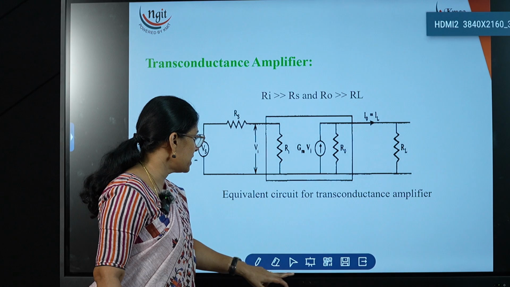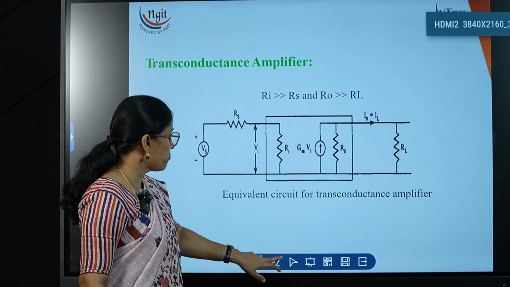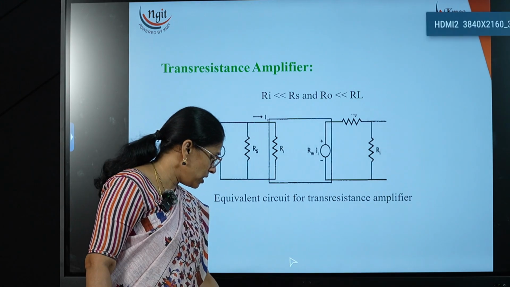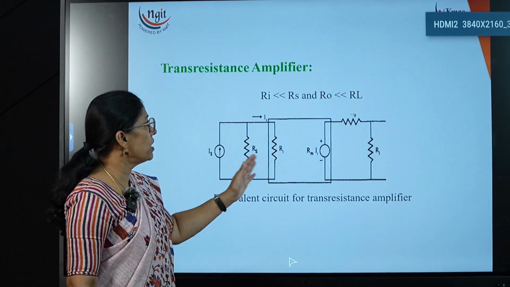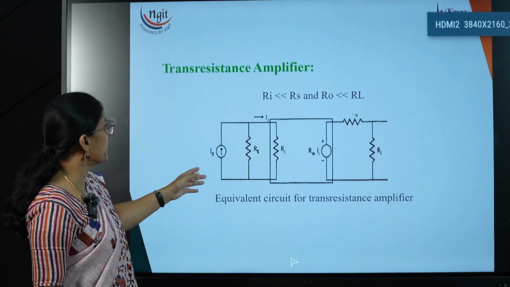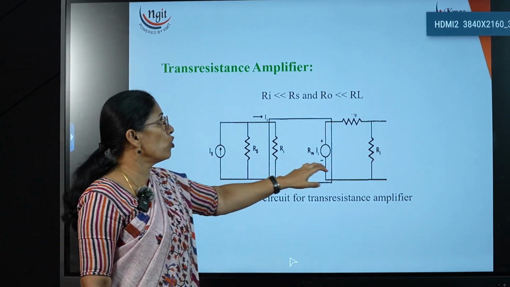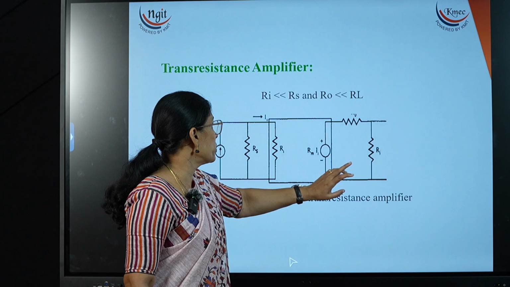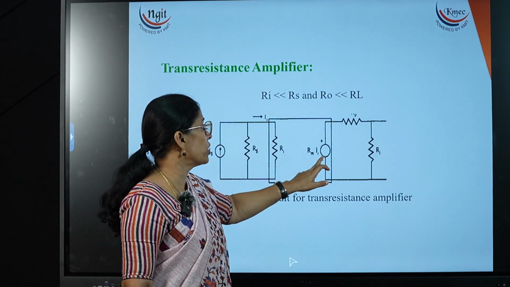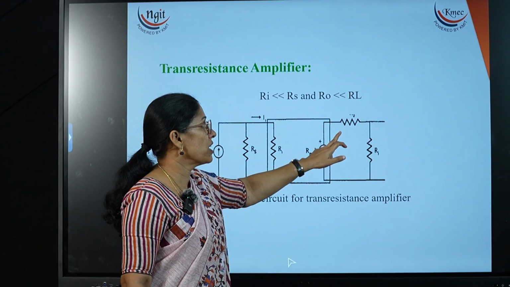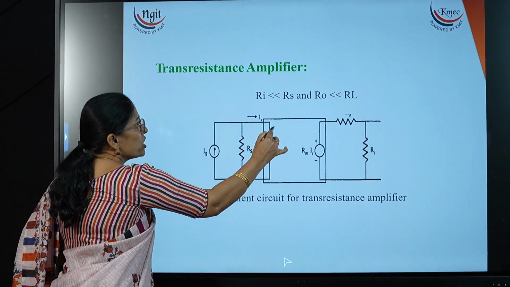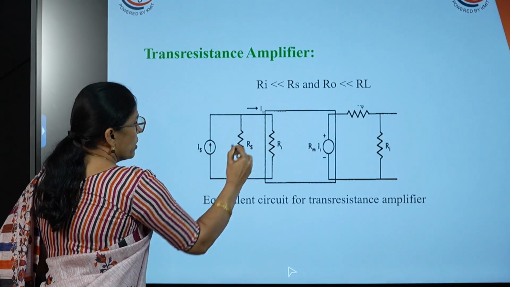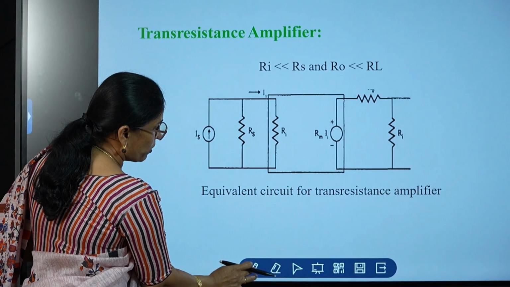Similarly, next one is the trans resistance amplifier, which is the reciprocal, opposite to the transconductance. Here the input we are applying is Is and the output we are taking is voltage. So on the output side we are taking voltage, that's why here we have taken the voltage source in series with the resistor. And whatever current we are applying should flow through the input resistance.